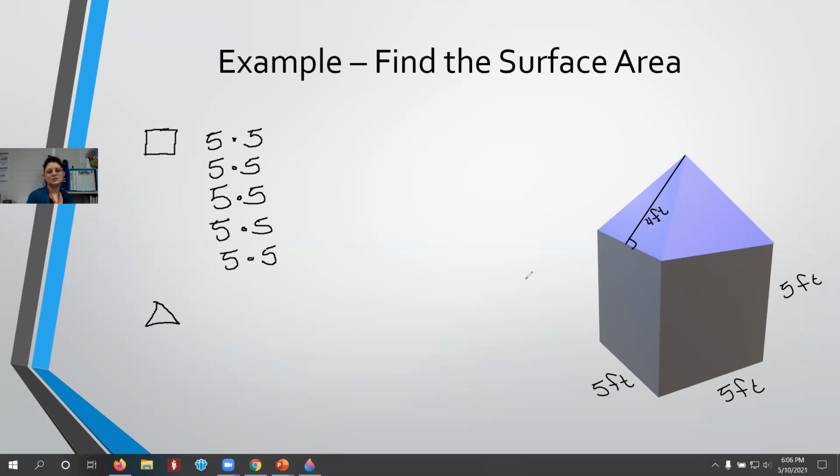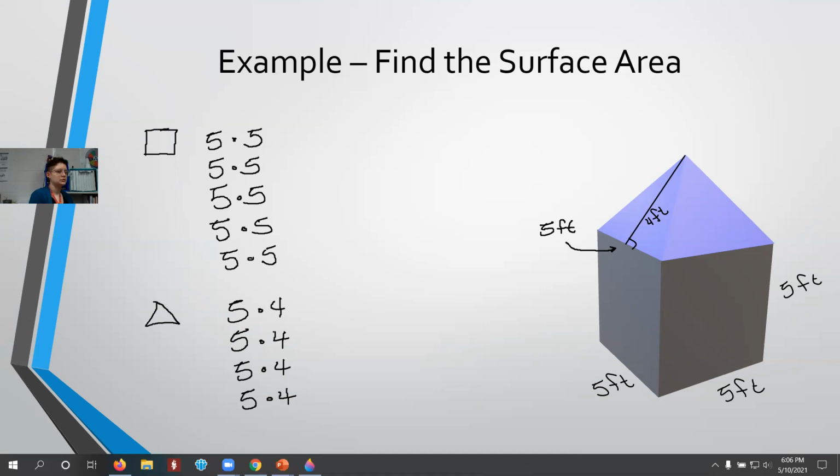Now I'm going to move on to my triangle. Because it's a cube, I know the base section of my triangle is 5 feet. I can see they've given me the height of 4 feet. And every triangle around the pyramid would be the same because it's a square pyramid. I'm going to list this 4 times.